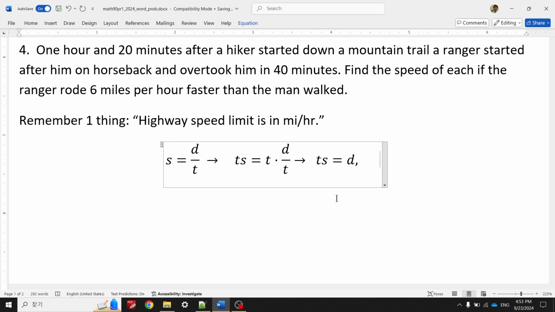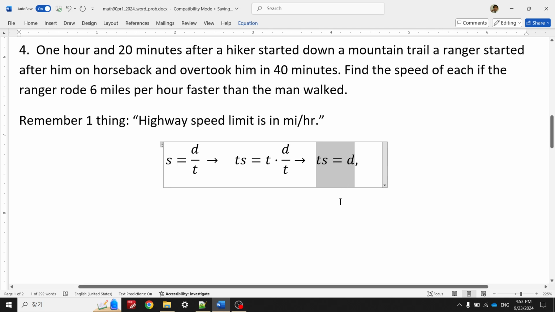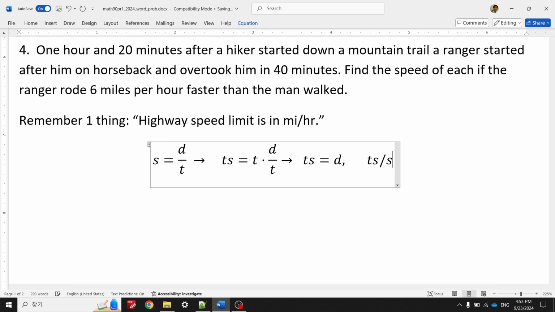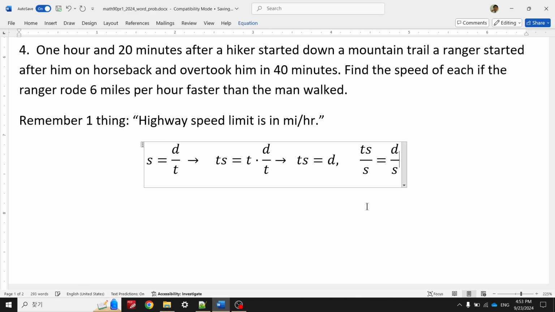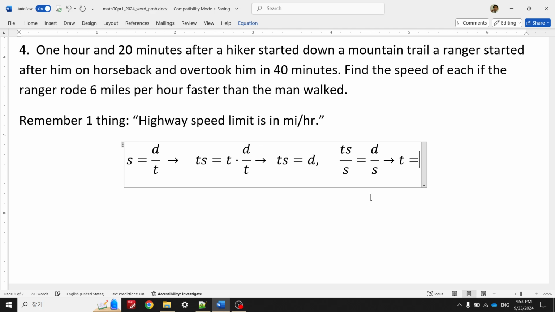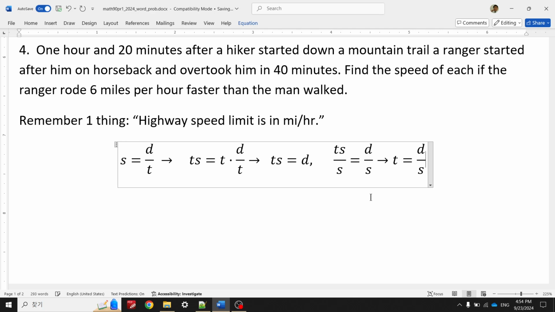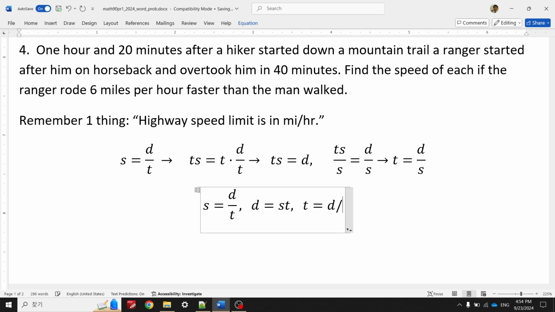Now, how do you solve this for time? Yeah, you divide both sides by speed. So if you have TS divided by S equals to D over S, right? Then S and S cancels. And what do you get? You get T equals to D over S. Okay, at the end of the day, the only things that you have to write are S equals to D over T, D equals to ST, and T equals to D over S.